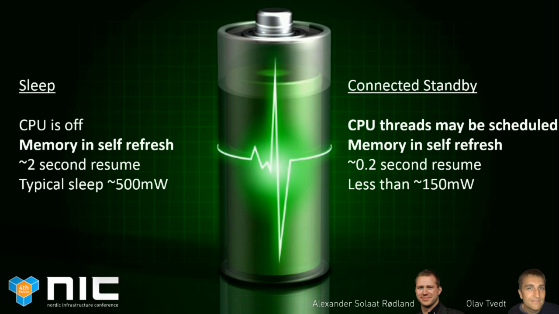So as you see here, during regular sleep, CPU is off, the memory is in self-refresh, and everything is shut down on the CPU, so it uses about 2 seconds from when you pull the plug or push the button till you see something on the screen, and then you have to start doing all these updates, connecting to Wi-Fi and so on. And it also uses more power.